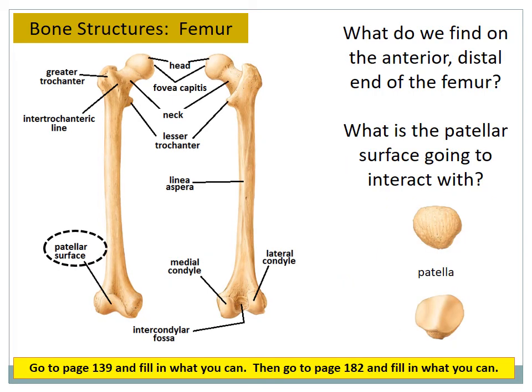What do we find on the anterior distal end of the femur? Yep, we find a patellar surface. Okay, so the patellar surface is going to interact with what? The patella. Very good. So we do have a patellar surface on the femur, and the patella is going to sit right on there. So if you go to page 139, you can fill in what you can, and then you can go to page 182 and fill in what you can for the femur.